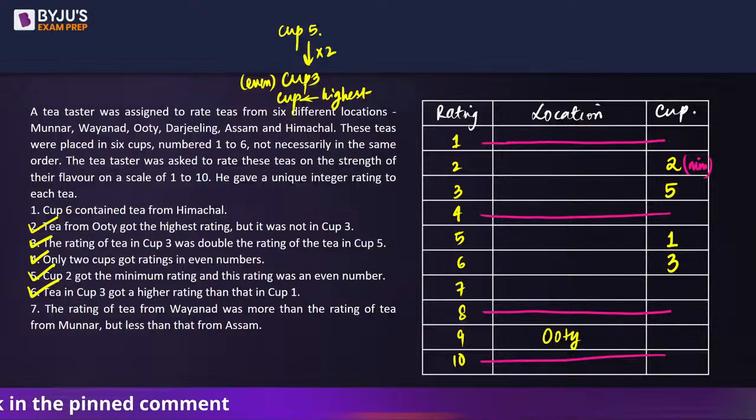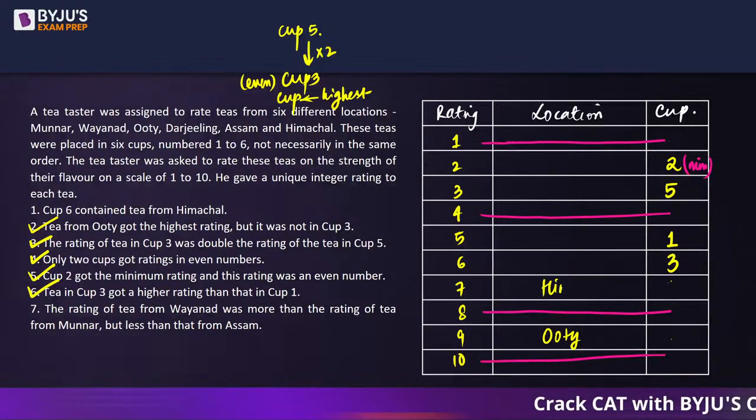Okay, cup 6 contain T from Himachal. So obviously we can have 6 from either of rating 7 or 9. 9 already has UT. So we will have Himachal.